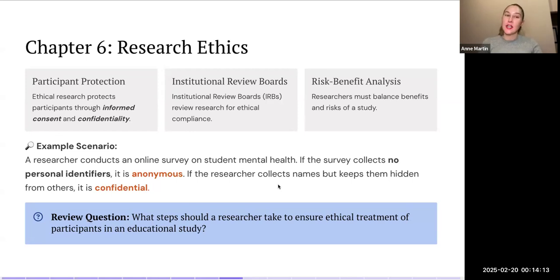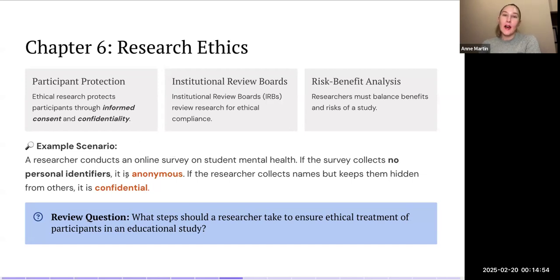When it comes to protecting participants, some of the big ideas that we talked about had to do with informed consent, making sure that participants understand what they are participating in, that they can withdraw at any time, and that you have their consent. The IRB, the Institutional Review Board, is who reviews proposals before researchers are allowed to carry them out to make sure that the researcher is adhering to the ethical considerations. And we use this principle of risk-benefit analysis, that the benefits must outweigh any potential harms.